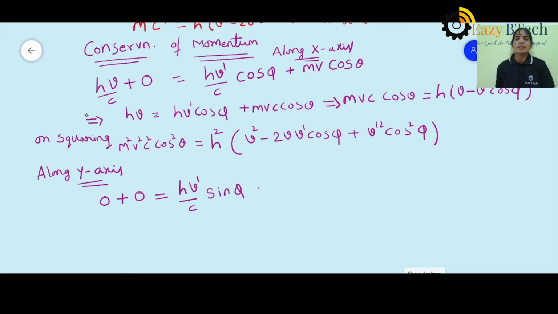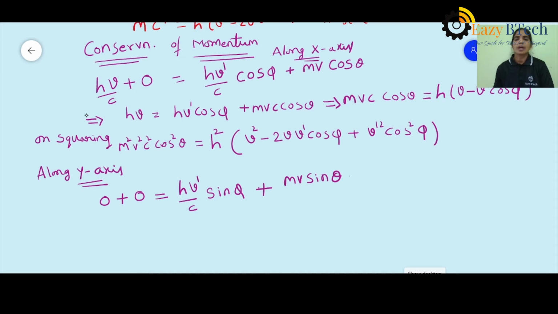And coming to the next one, electron. We are having electron here, taken as mv sine theta, because my recoiling angle is theta for electron. For photon, my scattering angle is phi. So I have h mu prime by c sine phi plus mv sine theta equal to 0.